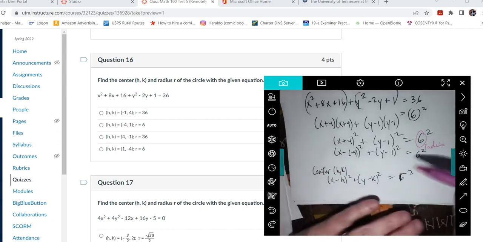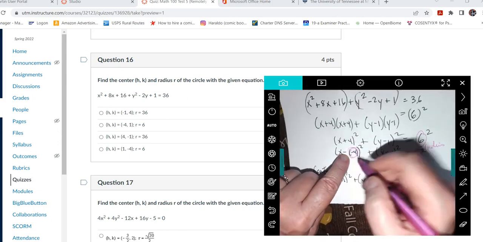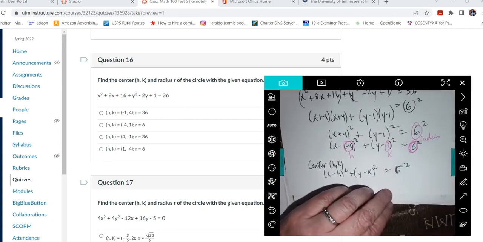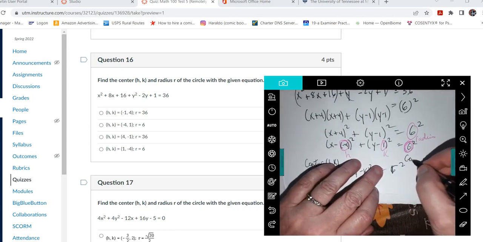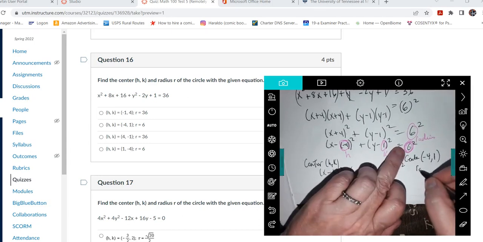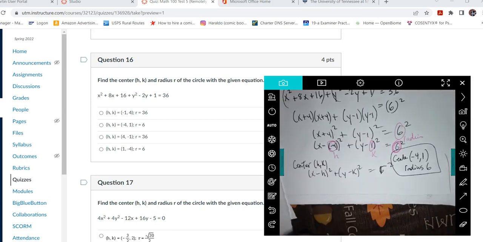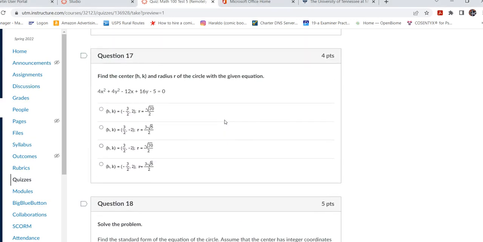Okay, so my radius is 6. And x minus h, so h is negative 4, and y minus k. So my center is going to be negative 4 comma positive 1, and my radius is going to be 6. Okay. Negative 4, positive 1, and radius 6. Okay. Now, with this one, we'll have to complete the square.